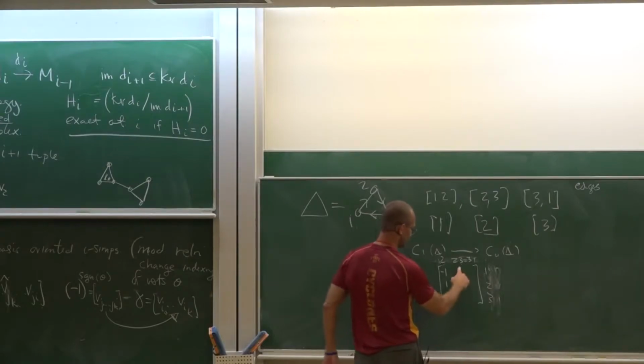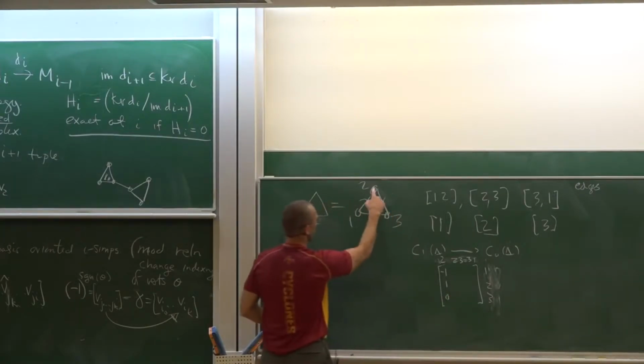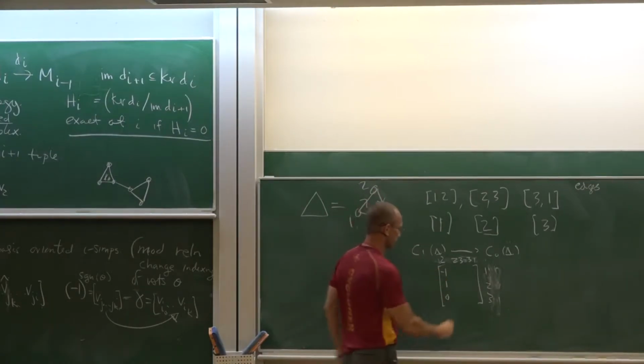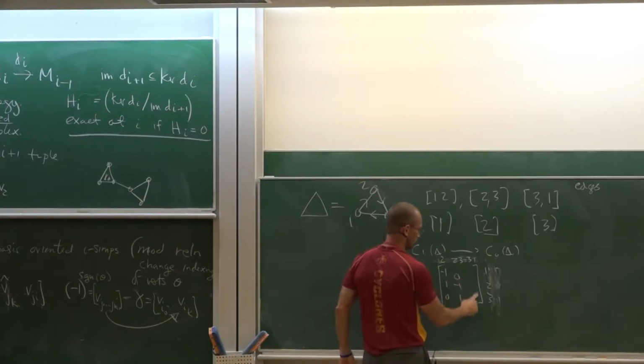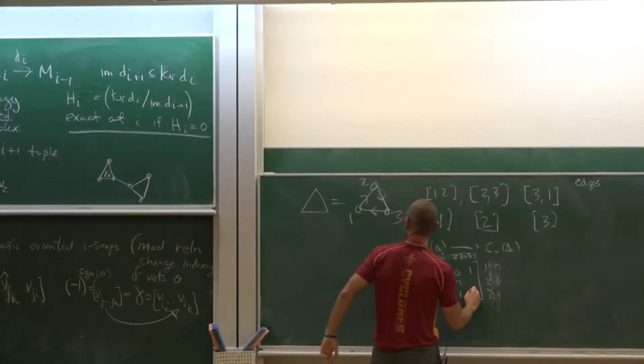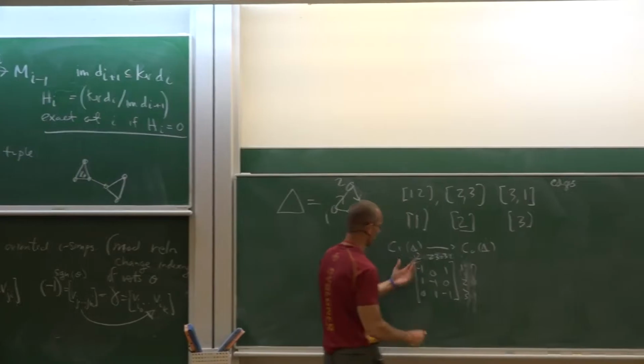Boundary of 2, 3 is going to be, and you can think of this as head minus tail for edges, right? So the head is 2, the tail is 1. Similarly, 3, 2 is that. And 3, 1, the head is 1, the tail is 3. So there it is, and there's nothing else.